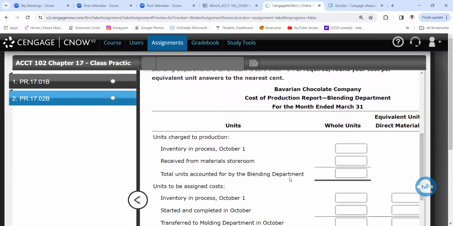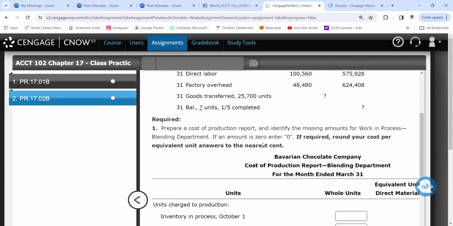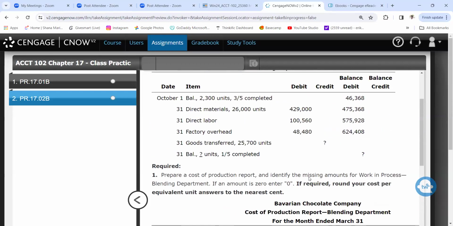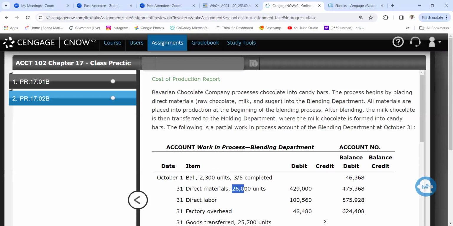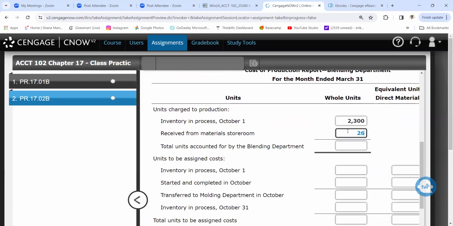All right, so the first section, how much do we need to charge to production? Well, beginning WIP, it says up here, it's 2,300 units. So we plop that on in. We received 26,000 from the storeroom. And so now the units that we need to account for is 28,300, because it's this plus this plus this.